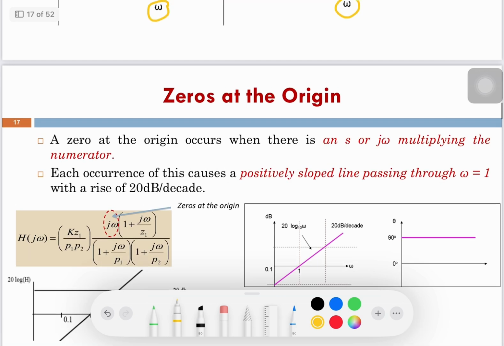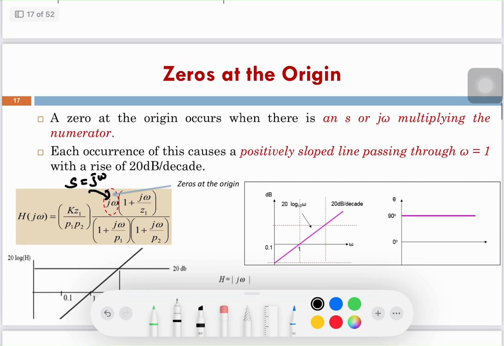Apa maksud zeros at the origin? Bermaksud sekiranya if you have just stand alone your S here. Okay, this one, if your S, okay, S is equal to J omega, right? Okay, so if your S is just stand alone like this, what you have to do is zeros at the origin.